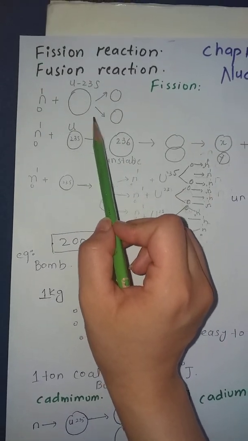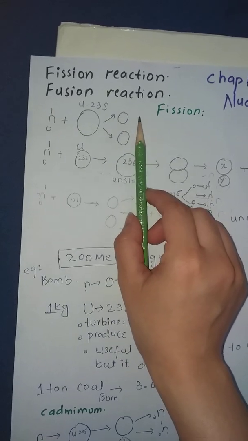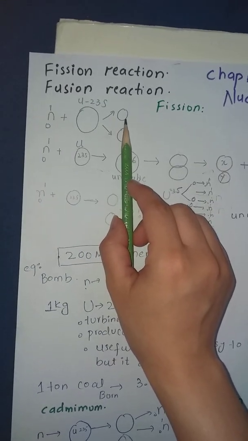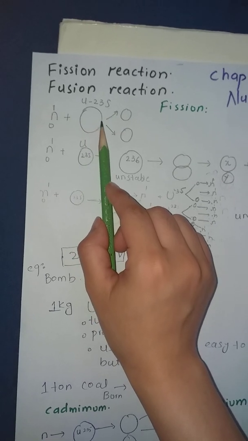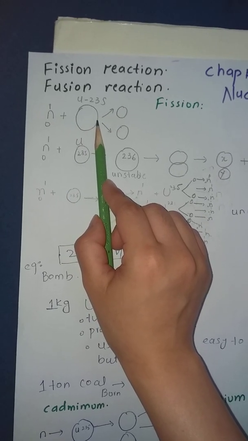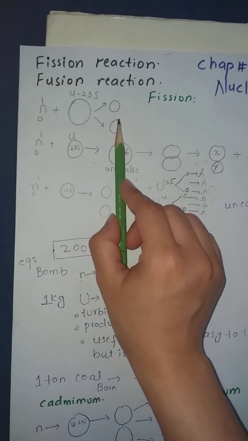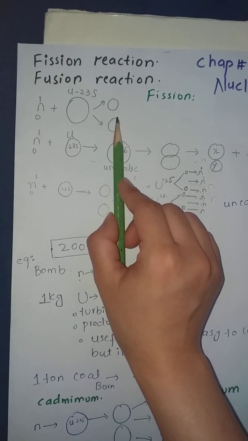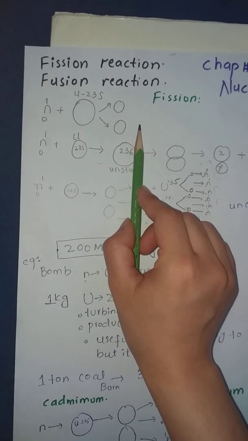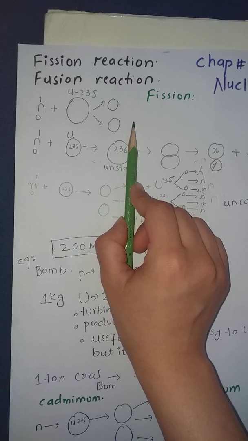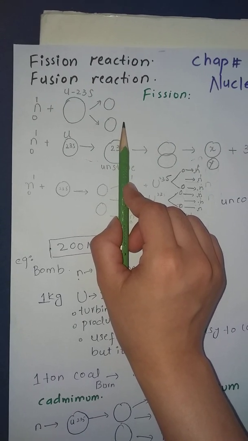Now, this process can be produced when sufficient energy is supplied to the target nucleus by bombarding neutrons, because the neutron is a chargeless particle and does not experience Coulombic force or repulsion. Thus, the neutron can penetrate very easily, and this is known as fission reaction.